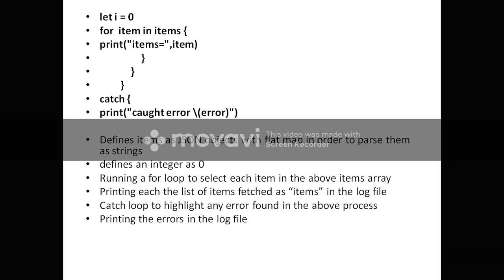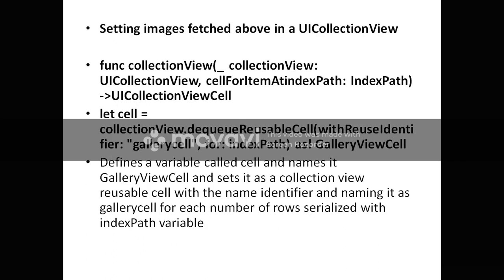Defines an integer as 0, running a for loop to select each item in the above items array, printing the list of items fetched in the log file. The catch loop highlights any error found in the above process, printing the errors in the log file.